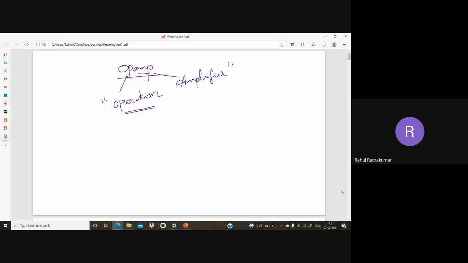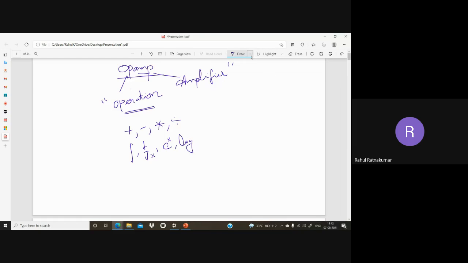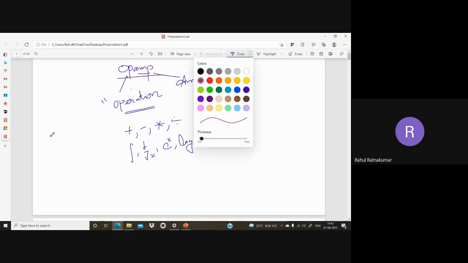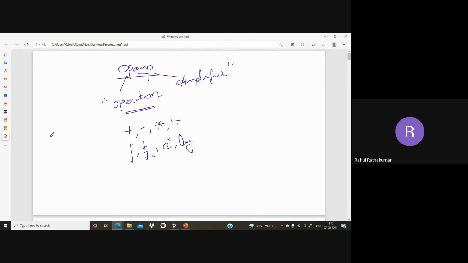You know what an algorithm is? An algorithm is a step by step procedure to solve any problem. So all those engineering problems require a step by step sequence. This sequence requires mathematical operations, right? So operations involve all those common operations which we know: addition, subtraction, multiplication, division, integration, differentiation, exponentiation, logarithm, or any mathematical operation. So all this has to be implemented in your hardware for solving your problems.